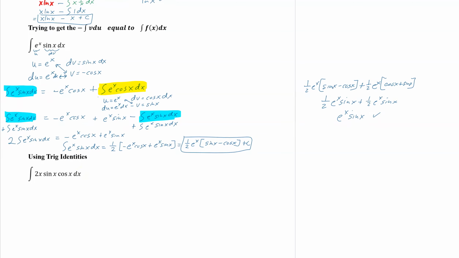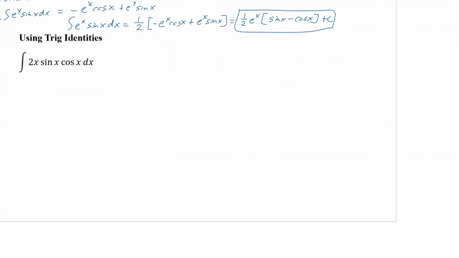So one more. This is now with trig identities. Sometimes they give you stuff and you go, oh my god, now what do I do? Well, if you look, you get 2 sine x cosine x. If you remember, the double angle identity says sine 2x is equal to 2 sine x cosine x. So we can immediately just change it to the integral of x sine 2x dx.